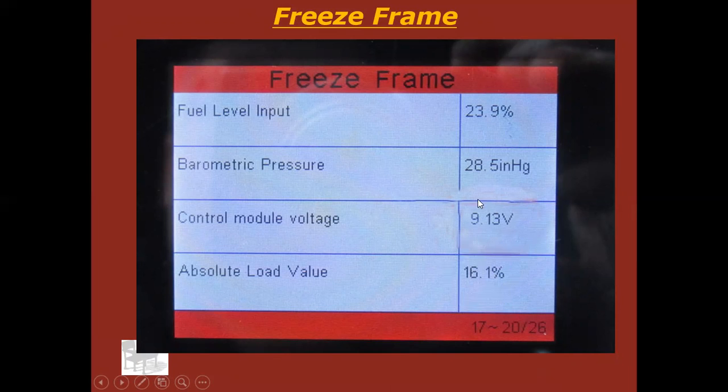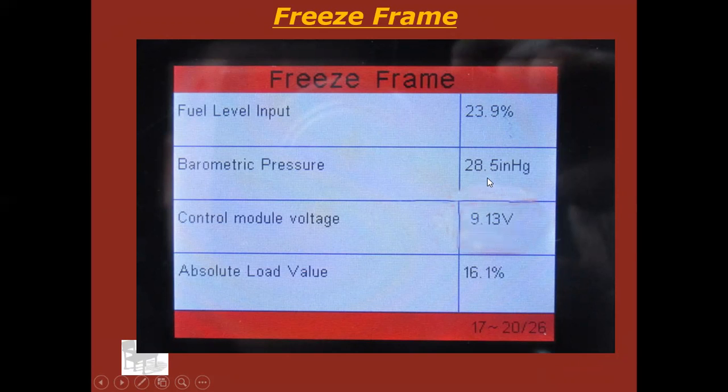Control module voltage, or the voltage going to the OBD port, 9.13. That is a strange number. I don't know why anything would be 9.13 volts that the scanner would be reading. So that tells me we might have a problem with our battery or our charging system, because that's not right. Should be maybe somewhere between 12.5 to 14.5. Should not be 9. Okay.